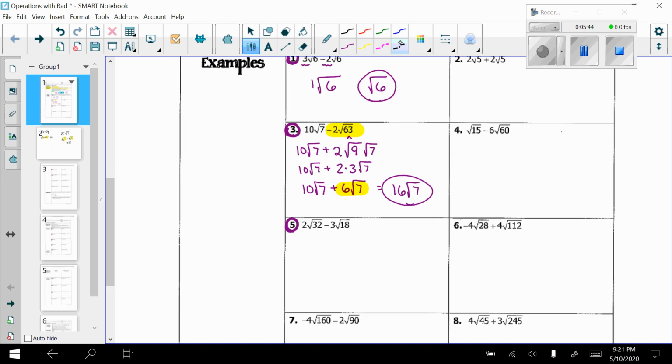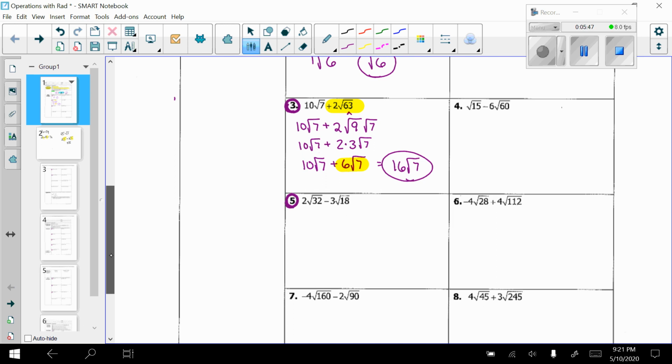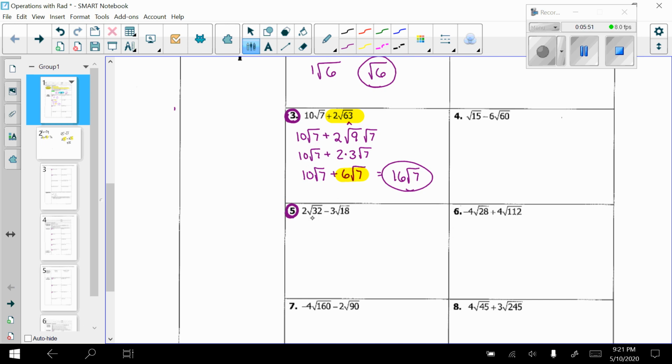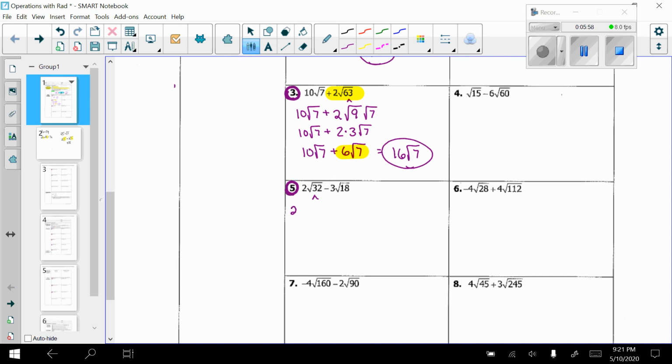Okay, let's look at number 5. So with number 5, both of these terms actually will have to get simplified. So what perfect square goes into 32? 16 goes in twice. Notice I still have the 2 in front. Okay, then the next term I still have the 3 in front. 9 goes in. 9 is a perfect square. 9 goes in twice. So when I simplify the first one, simplify the second one, I end up with 8 radical 2 minus 9 radical 2. So simplifying them both, I end up with like terms that I can subtract, and I end up with -1 radical 2.